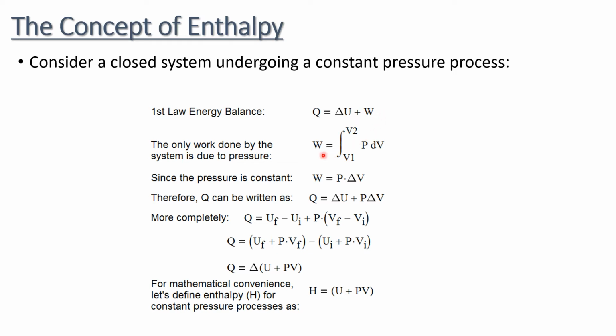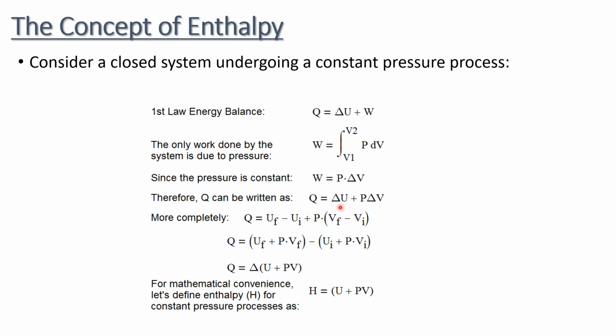And we know that work done by a constant pressure process, or any process, is given by the integral of P dV. But for a constant pressure process, that's simply the pressure times the change in volume. So we can rewrite the energy balance, substituting P delta V for work. And we have Q is delta U plus P delta V.